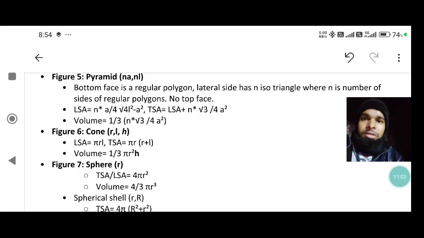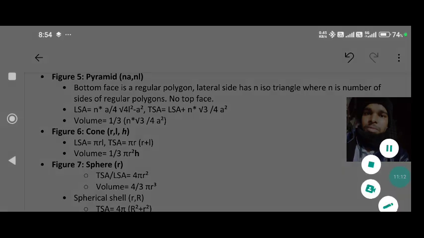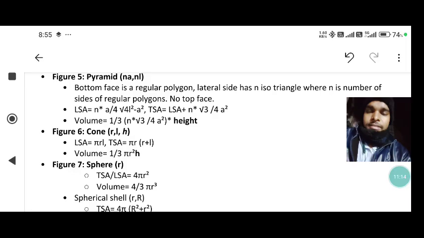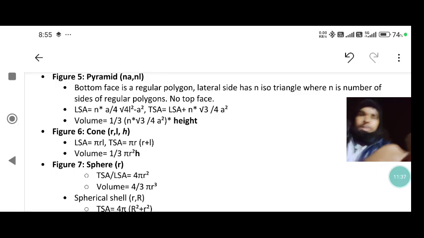And talking about the volume, it is 1/3 the area of the base into the height of the pyramid. Here the height is the actual height of the pyramid. This is not the lateral surface area. So it should be calculated, and it can be calculated. And how can it be calculated? The lateral side is given, a is the side given, and height can be calculated by root under l² minus a².